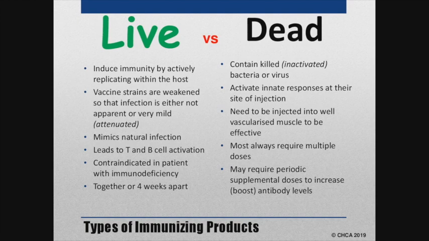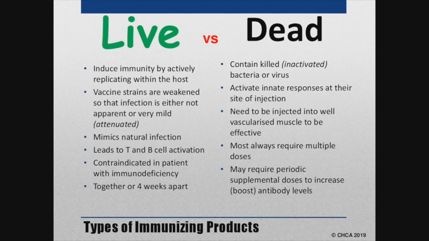First of all, just to review, live versus dead vaccines. Live vaccines induce immunity by actively replicating within the host. Vaccine strains are weakened so that the infection is either not apparent or very mild. We call this attenuated. Basically, they mimic natural infection, which leads to T and B cell activation. They're contraindicated in patients with immunodeficiencies, and should only be provided either together at the same time or at least 4 weeks apart.